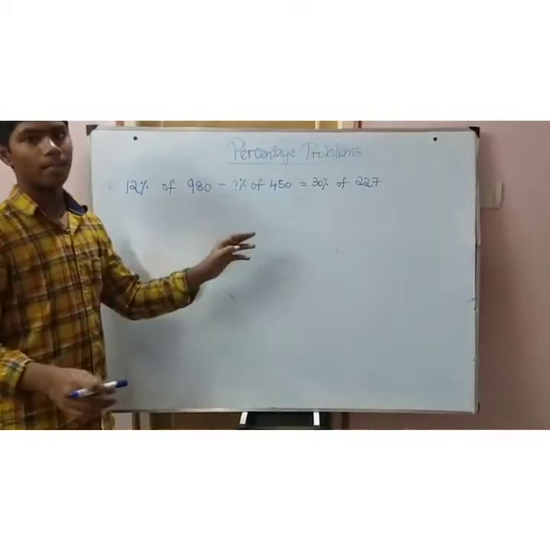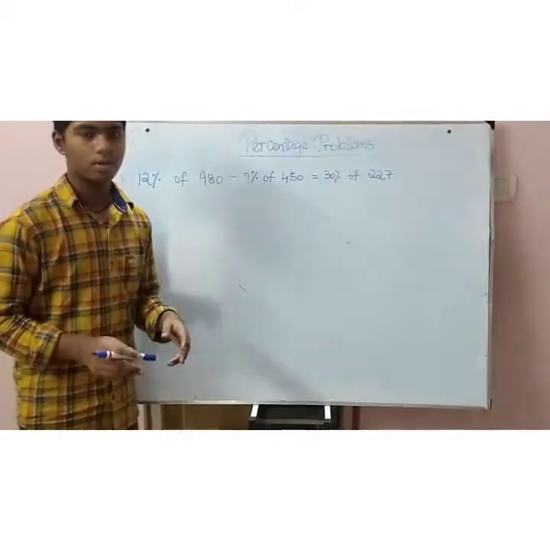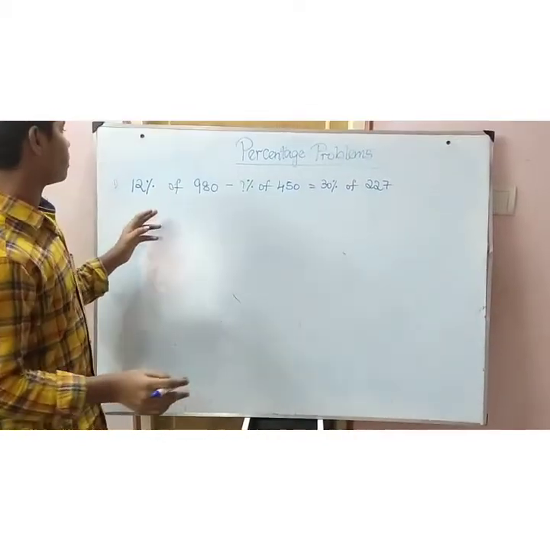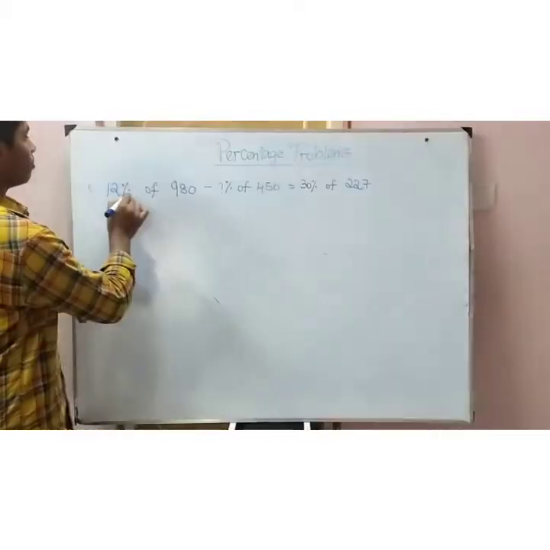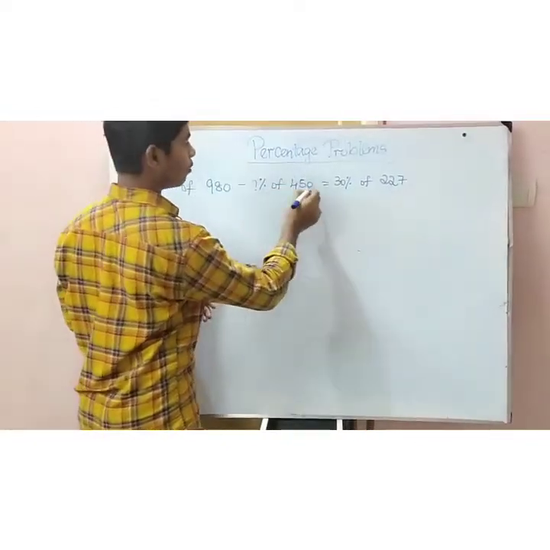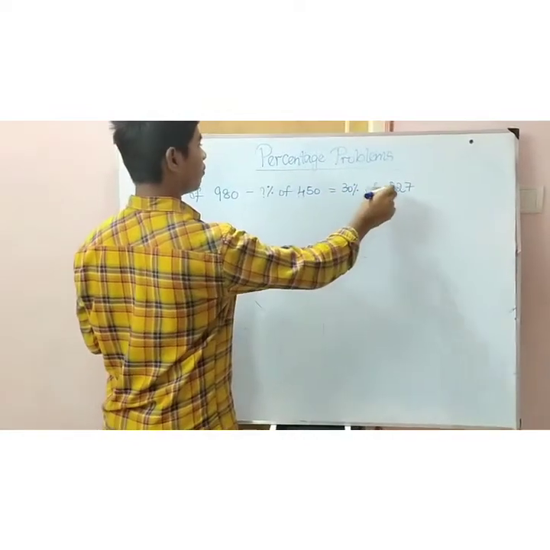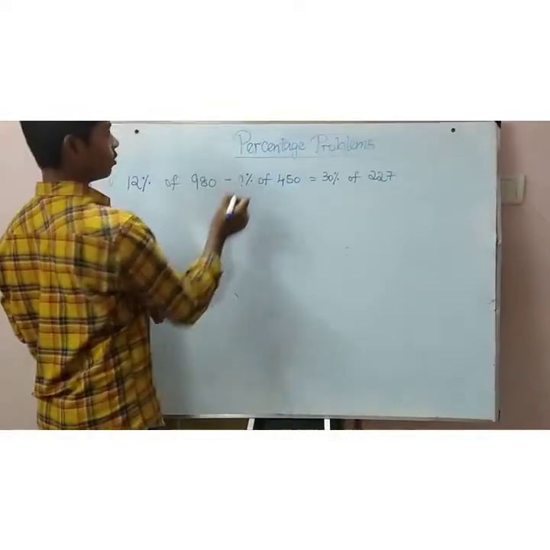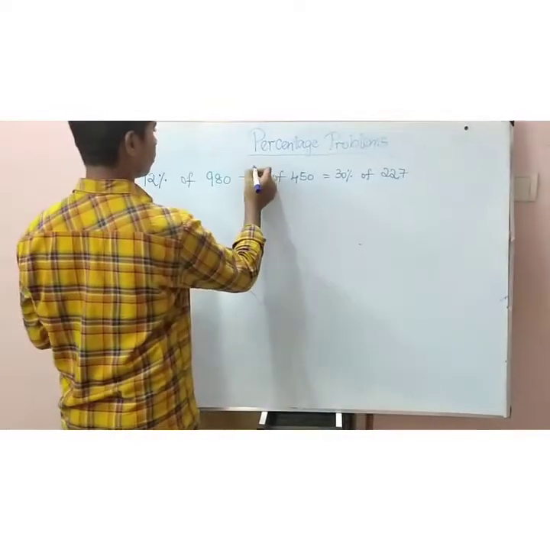Today's topic is percentage problems. We will discuss 5 problems in this session. Let's see the first problem. The question is 12% of 980 minus question mark percent of 450 is equal to 30% of 227. The question mark means we can take any alphabet, that is X or anything.